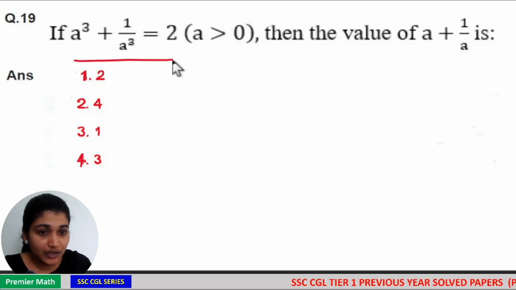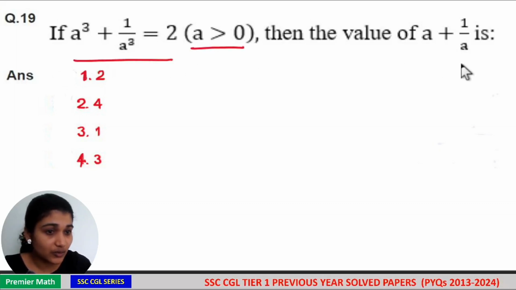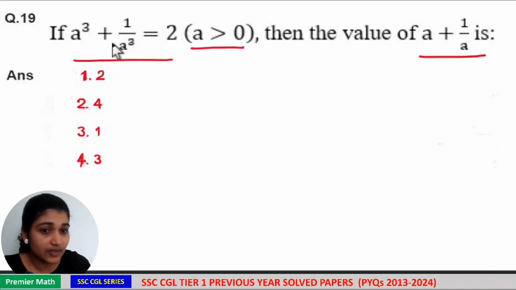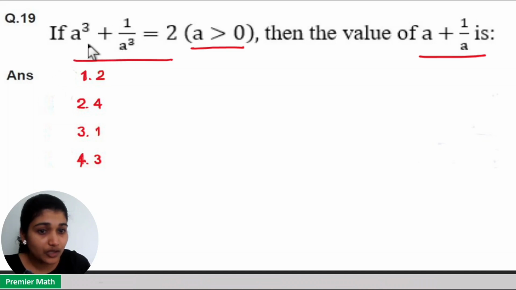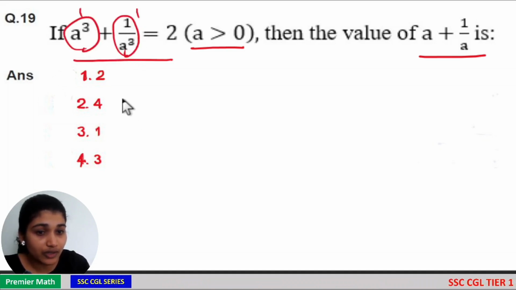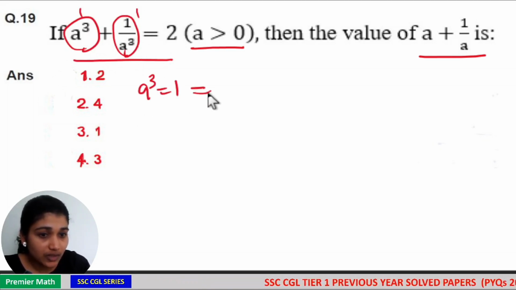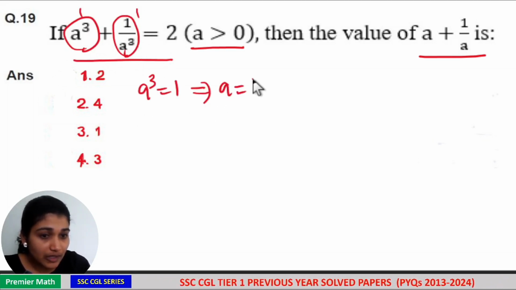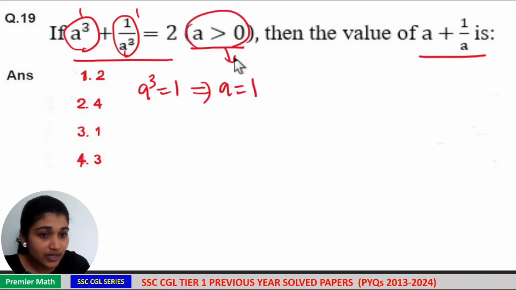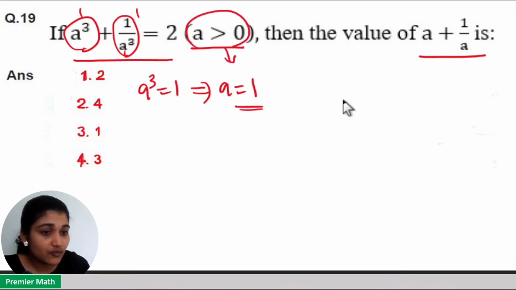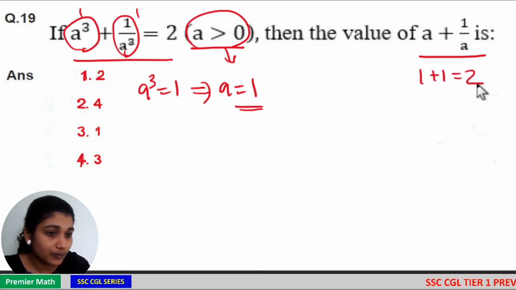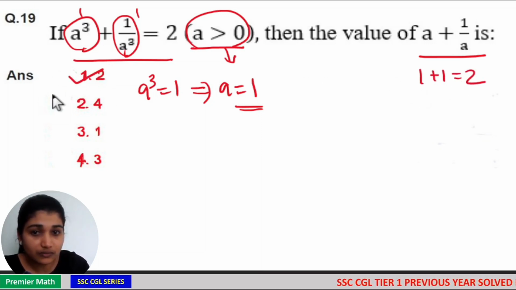If a cube plus 1 by a cube is 2 and a greater than 0, then the value of a plus 1 by a is. Here a cube plus 1 by a cube is 2 means a cube should be 1 and 1 by a cube should be 1. That is 1 plus 1 is 2. So a cube is equal to 1 means here a should be 1 because here a is greater than 0. So a is 1 means a plus 1 by a is equal to 1 plus 1, 2. Option 1 is your answer.